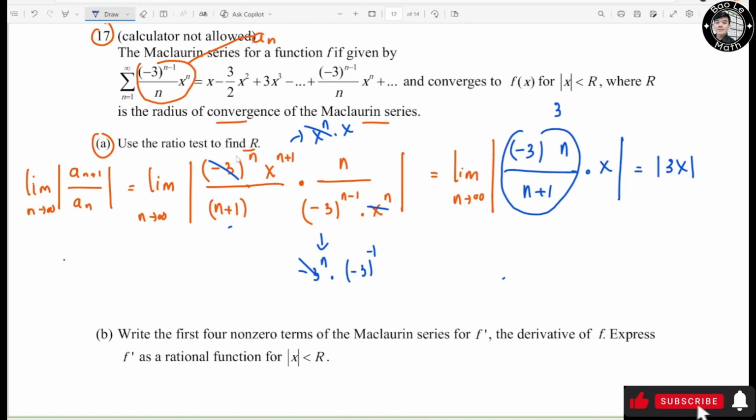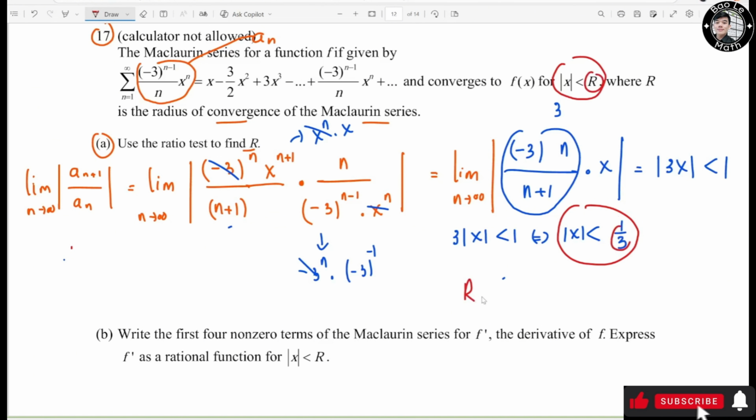And in order for this series to be convergent, this guy must be less than 1 by the ratio test, right? 3 times the absolute value of s less than 1. So the absolute value of s is less than 1 over 3. Now we look at this one right here, the absolute value of s less than r. This guy, the absolute value of s less than 1/3. So we're going to match this guy. So the radius of convergence is 1 over 3.